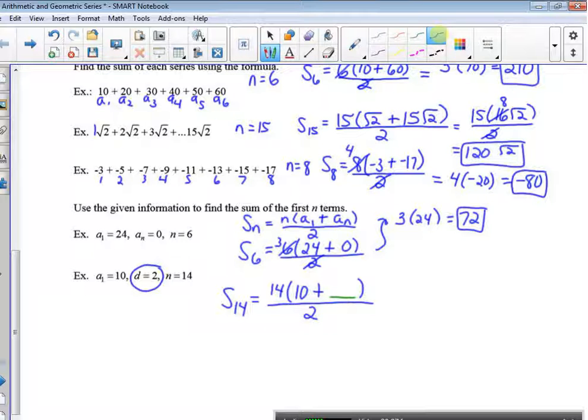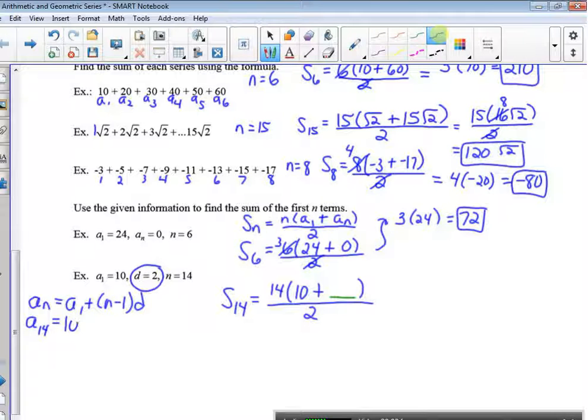So I have to use a formula that involves d. For this one, I have to use the formula that involves finding the term, which is a sub n equals a sub 1 plus n minus 1 times d, because this is an arithmetic sequence or series. So a sub n is what we are looking for, and that happens to be a sub 14. We know n is 14.